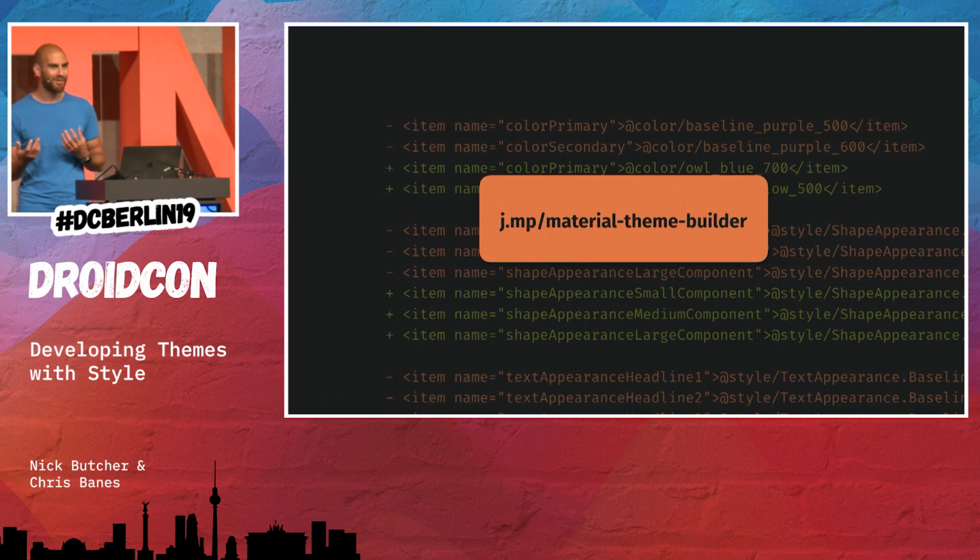If you want to implement material theming, then I highly recommend you check out this project on GitHub, which is Material Theme Builder, which will give you a template you can start from, which will define all these theme attributes. You can just change them to the values you want.